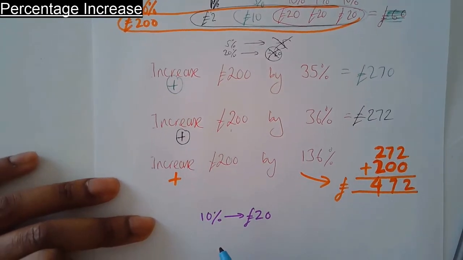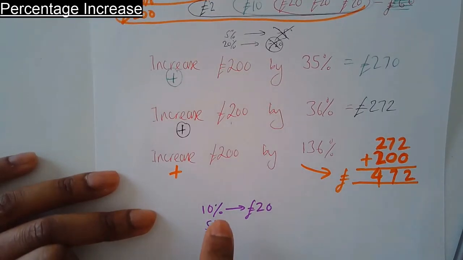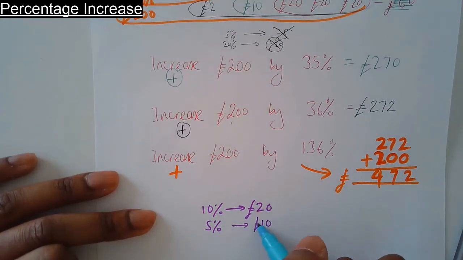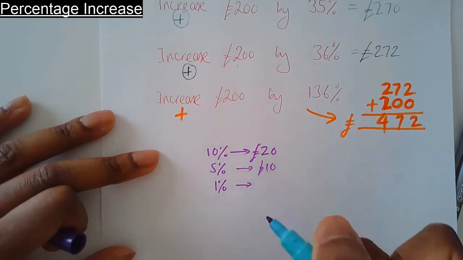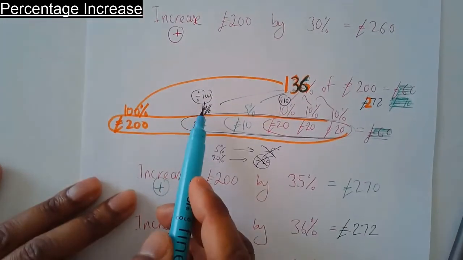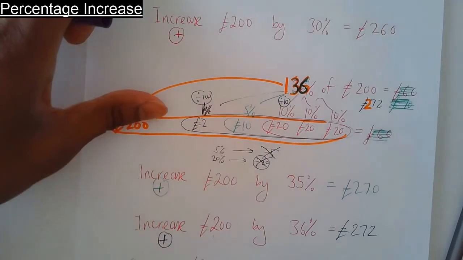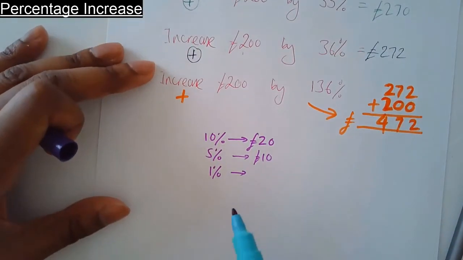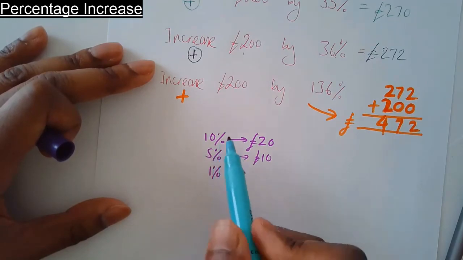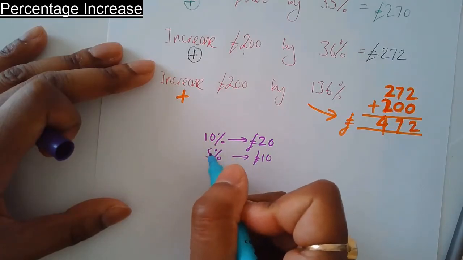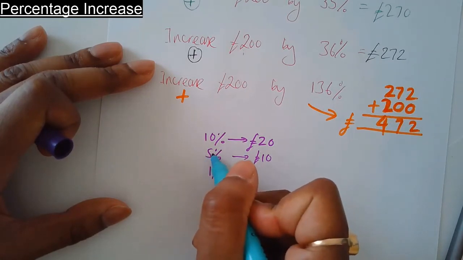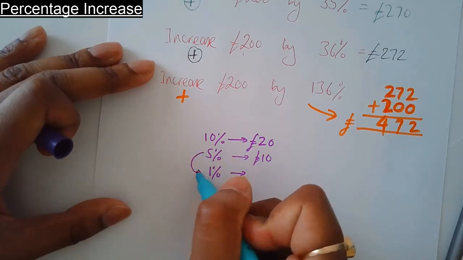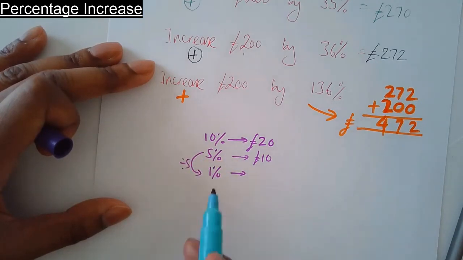Let's say you already know that 10% is worth 20. And to work out 5%, you know half of 10 is 5, so half of 20 is 10. Well, is there another way of getting 1% instead of dividing by 100? I did mention that to find 1% you can divide by 100, it works. Is there another way? If you compare this with this, to get from 5% to 1%, 1% is 5 times smaller than 5%. So basically 5% divided by 5 gives you 1%.